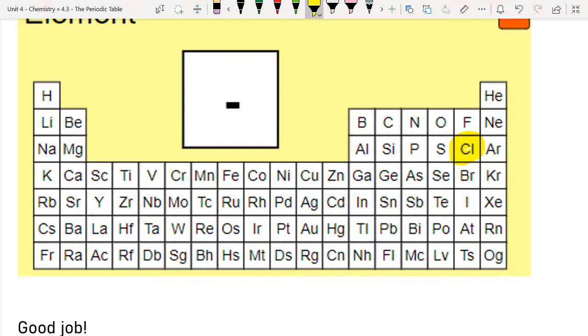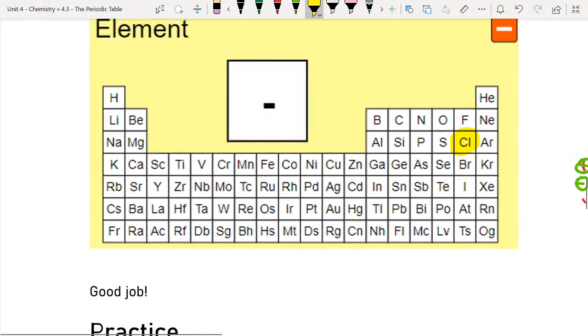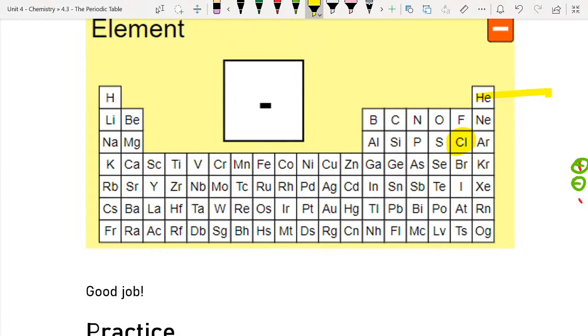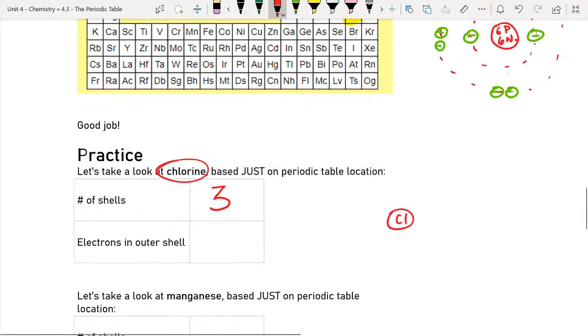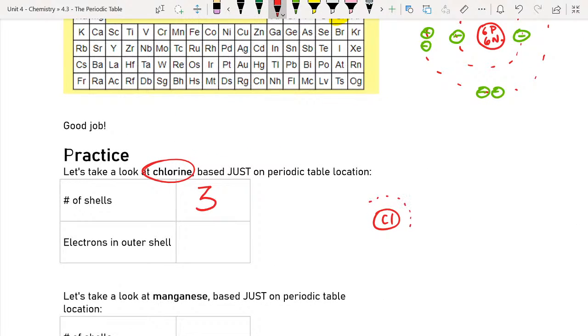So look, they put it in the third row the way it's arranged to say it's got a full first shell, it's got a full second shell, and then it's got a partial third shell. So we know it's got to have 3 shells. Which means, if I was going to make a Bohr-Rutherford diagram of this, I'd have 1 shell, 2 shells, 3 shells. Hey, what do I know about that first shell? It's got to be full. What do I know about the second shell?